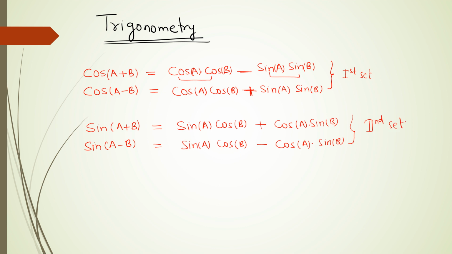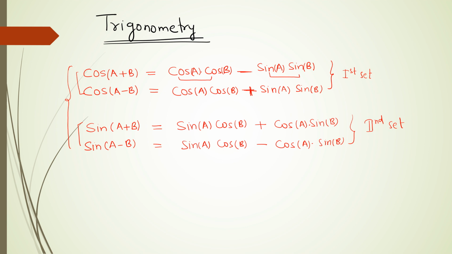In the whole trigonometry, we have to remember only these two sets of formulas, nothing else. The whole formula would be derived from here only, whether it's cos 2 theta, cos 3 theta, sin 2 theta, sin 3 theta, tan 2 theta, tan 3 theta, any formula we can derive from here only. So these are the only two sets we require, this and this, two sets of formulas we have to remember.